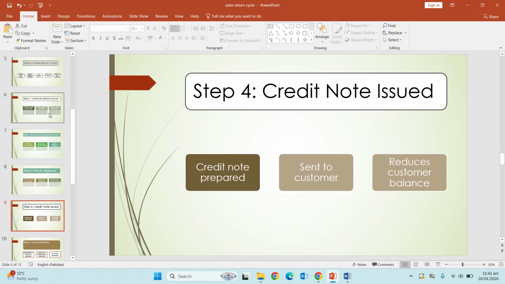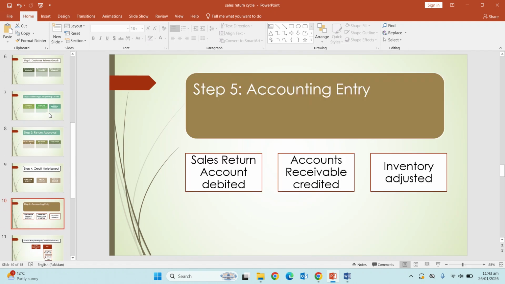Here is the fourth step, credit note issue. In this step, the accounts department prepares a credit note and sends it to the customer. This credit note reduces the customer's outstanding balance. If the customer has already paid in cash, then instead of a credit note, the company prepares a cash or bank refund.